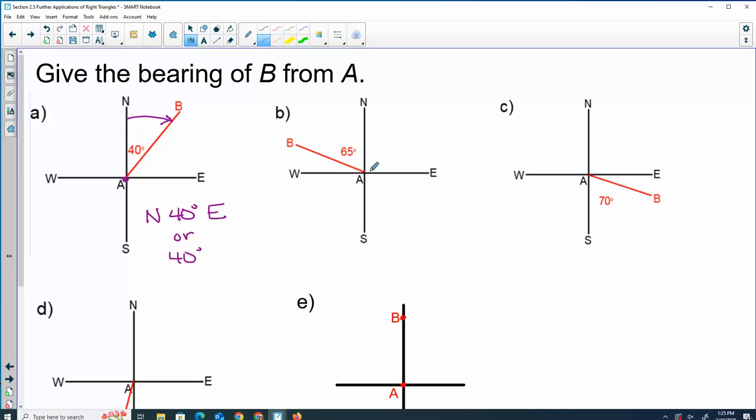B. Okay, so to get from point A, north or south? North. From my north-south line, it is 65 degrees to the west. Or if I did the other notation, it's saying from due north, how many degrees would you have to travel? So we know all the way around would be 360. We have to back up 65, so it would be 295 degrees.